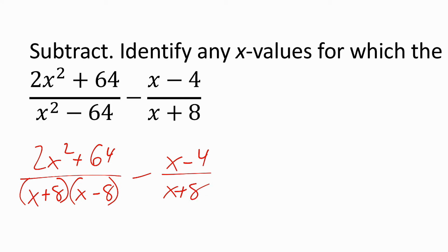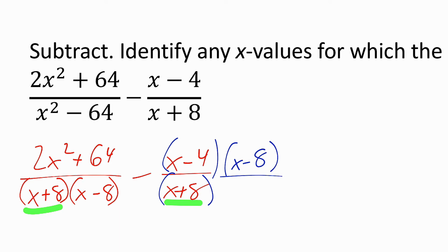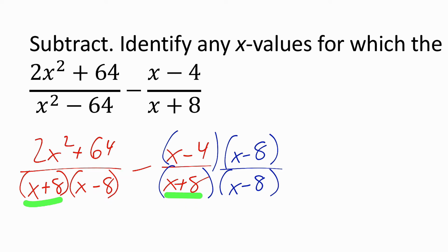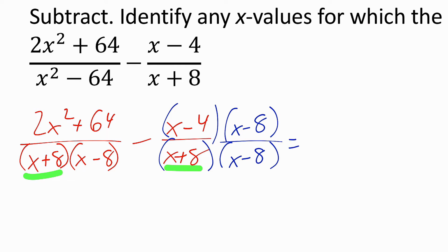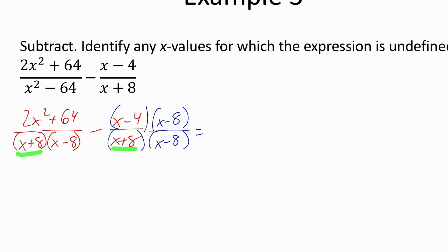Now again, you'll notice they very conveniently have an x plus 8 in them. So to get a common denominator, we're going to have to take the second fraction, and again, parentheses are our pals. We're going to multiply it by x minus 8 in the numerator and denominator. So when we do that, I'm going to leave that first fraction alone. Just going to rewrite it. So we have 2x squared plus 64.